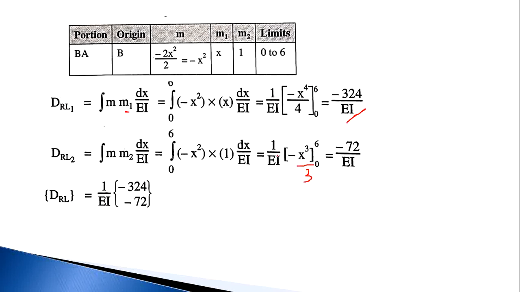Then put in this value, that is 0 to 6 upper limit and lower limit, and solve this equation, that is minus 72 upon EI. So DRL matrix is 1 upon EI, which is a constant. So 1 upon EI in bracket minus 324 and minus 72. This is the DRL matrix.